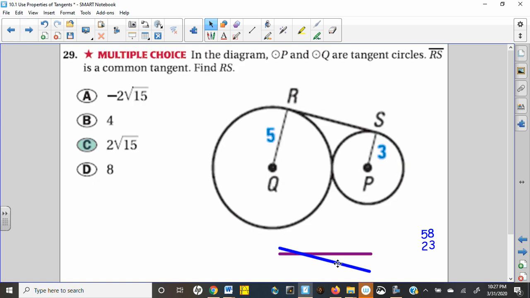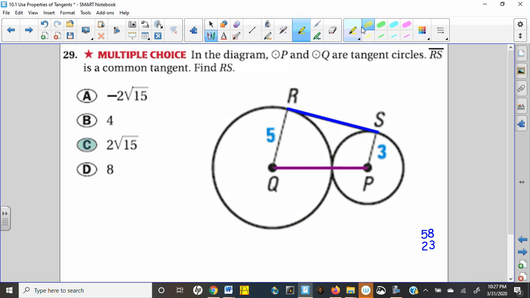First of all, what do they want us to find? Well, RS is a common tangent segment. And they want us to find the length of RS given just the 2 radii of the circles, right? QR is 5 and PS is 3. So here's what I would do. I would immediately tack on segment QP. What this does for the time being is it creates a quadrilateral that happens to be a trapezoid.